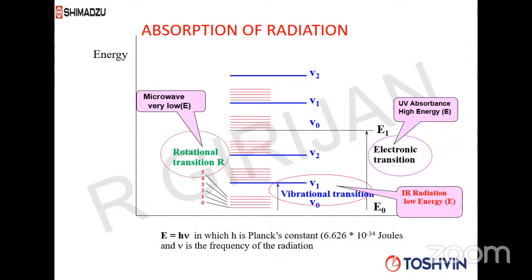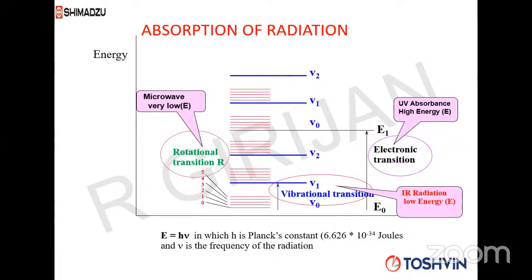Now, depending upon whether the incoming radiation is a low energy one or a high energy one, three different possibilities are there. Suppose there is a very, very low energy radiation, like a microwave radiation, falling on the sample. What will happen? Rotational transitions take place.